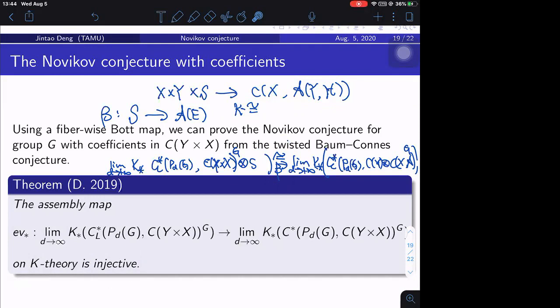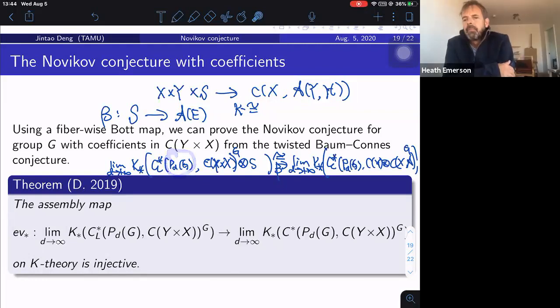So actually here this is an isomorphism just because both groups are topological. You can do the cutting and pasting on the Rips complex. Yeah.